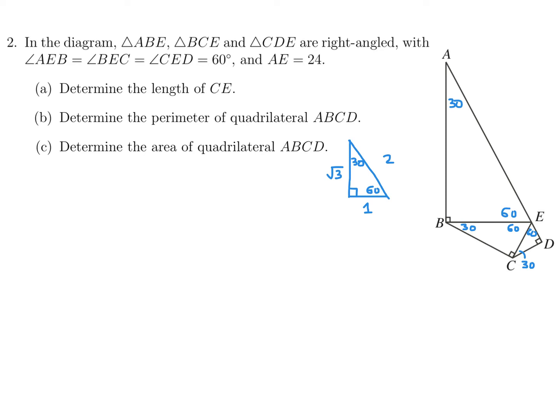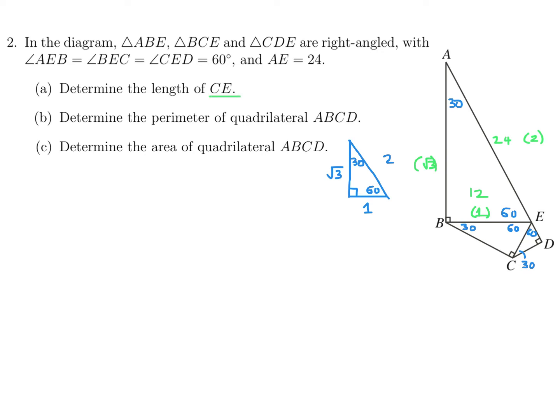Okay, so in this first triangle, we can figure out the values pretty easily. They gave us that AE is 24, right? So this is 24. And this is the ratio 2, 1, and root 3. So that means that BE would be 12, right? Based on the ratios alone. Okay, that's pretty easy. Now we have to calculate CE.